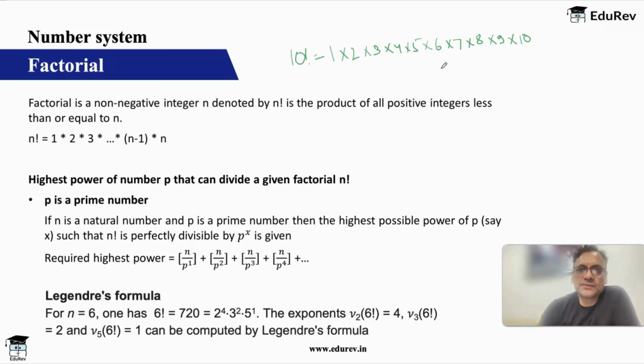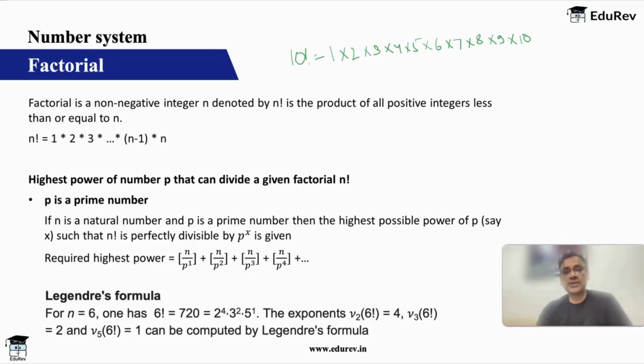Factorials we always find for natural numbers. You can also, if required, mention that 0 factorial is equal to 1. Okay, 1 factorial is 1, 0 factorial also, if it ever comes up, is taken to be equal to 1. Otherwise, factorials normally we find for natural numbers. There are no factorials for negative numbers. Okay, so that's all that is there in factorial.